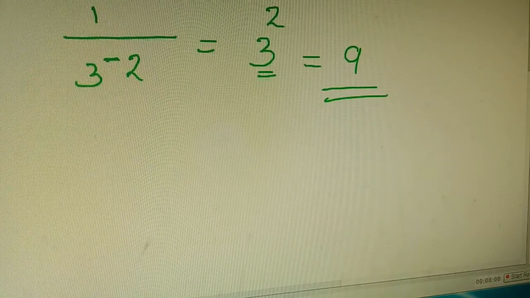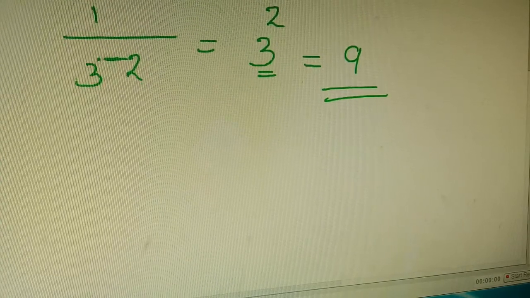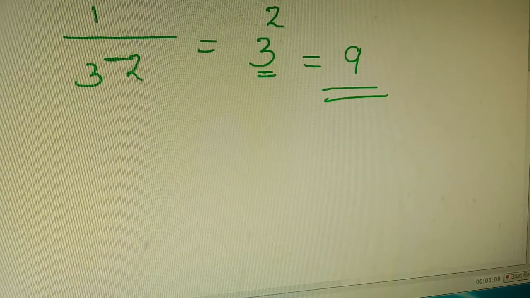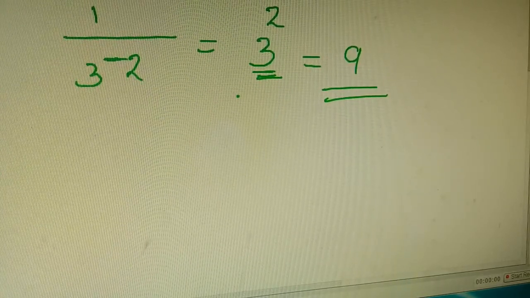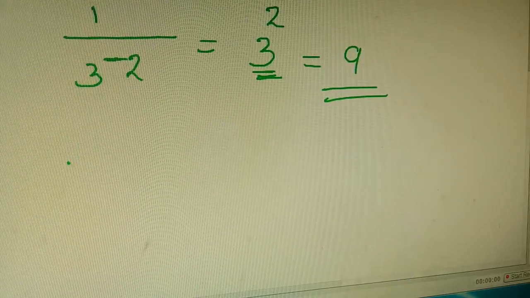Then when we see the negative power, you can take the reciprocal. So 1 by 3's reciprocal is 3. So 3 square, that is 9. Now another question.